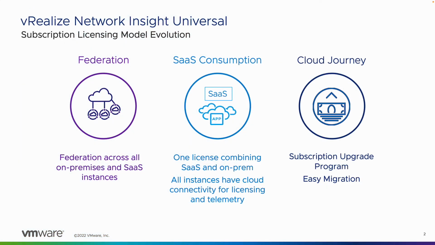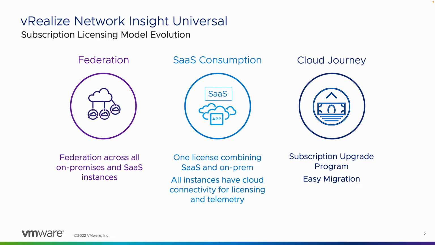So first, what is the new license that we just launched in March of 2022? It is called vRealize Network Insight Universal, and it's basically a combination of VRNI cloud instances and VRNI on-prem instances. Basically, what you get is a pool of licenses, so the amount of sockets or the amount of network devices that you need to monitor your environment. And then you can allocate that pool into whatever allocation you need.